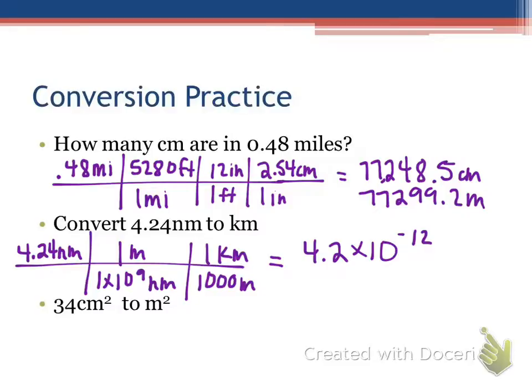And let's see why. As we plug this into our calculator, we're going to say 4.24 divided by 1 times 10 to the positive 9th, then divided by 1,000. Does anyone here give this a try? Anyone give the third one a try or have an idea?